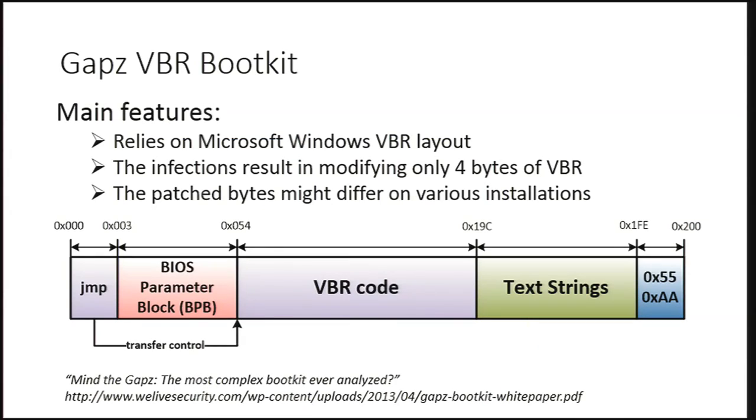The second type of VBR IPL infection strategies is the modification of the BIOS parameter block. This infection vector is adopted in the Gapz bootkit. This is very interesting because the infection results in modification of only 4 bytes of the VBR. On this slide you can see the layout of the VBR. It starts with the first 3 bytes of jump instruction, then there is the VBR code which takes over. And this structure is the BIOS parameter block, which describes the parameters of the NTFS volume. So this is a file system specific structure.